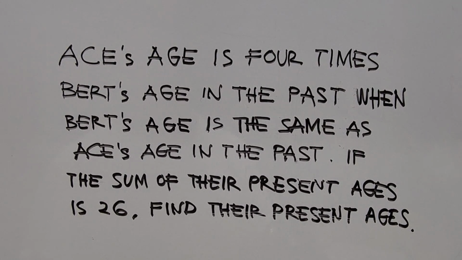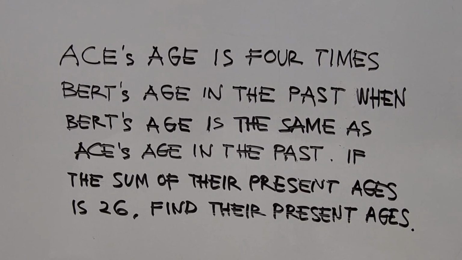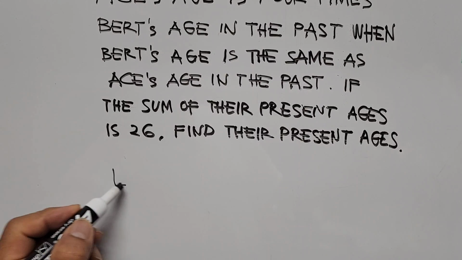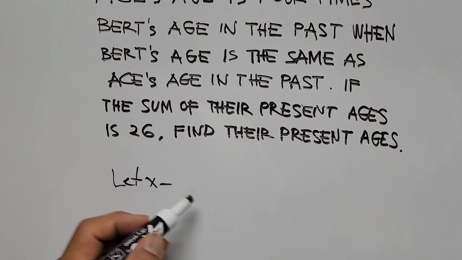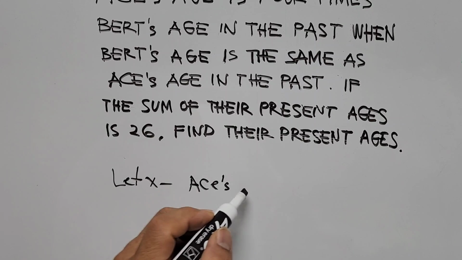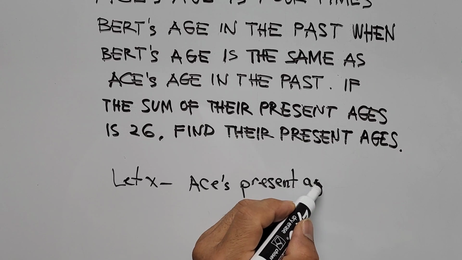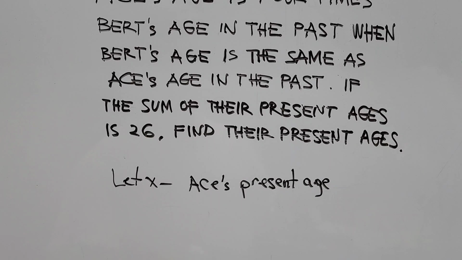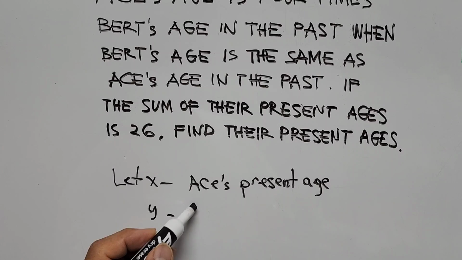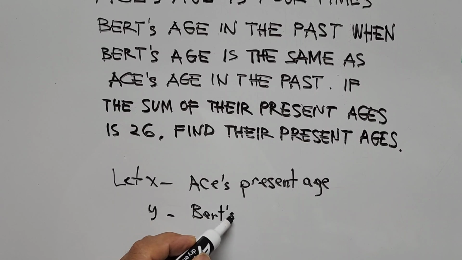Since what's being asked is their present ages, we have to represent those present ages for A and Bert. So we're picking X and Y, right? X for A's present age and Y for Bert's present age. So let's do that. Let X be A's present age, and then let Y be Bert's present age.